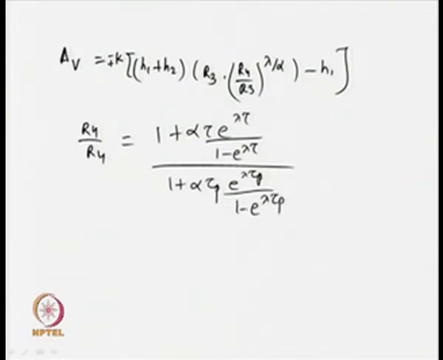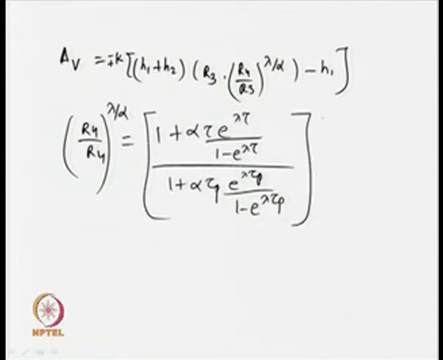So, how to find now R4 upon R3 to the power lambda by alpha, because this will be whole to the power lambda by alpha? Yes, it is possible to find a simpler expression for this R4 upon R3 to the power lambda by alpha. It is not difficult to find. I will use some identity. How can it be used?